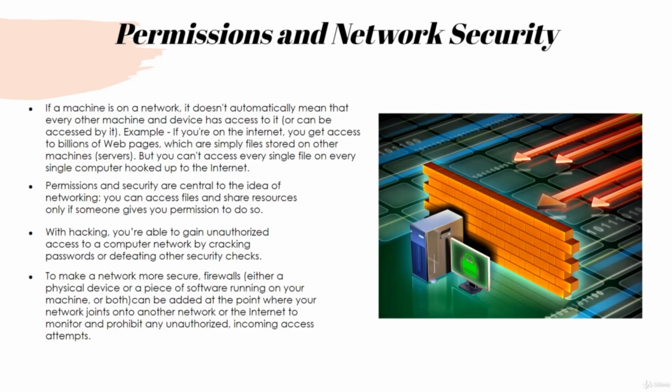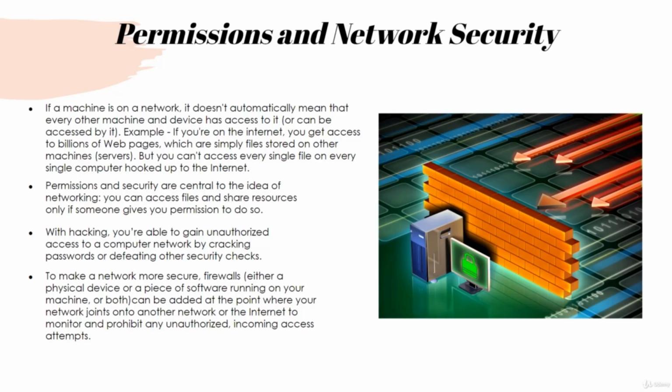And so now let's go over the permissions and network security. So here's the thing, when it comes to machines being on a network, they're all connected. However, just because they're all connected, it doesn't automatically mean that each device is going to have access to the other one. The only way you're going to be able to get access to the information on the other computer or device is if you're given access to that information.